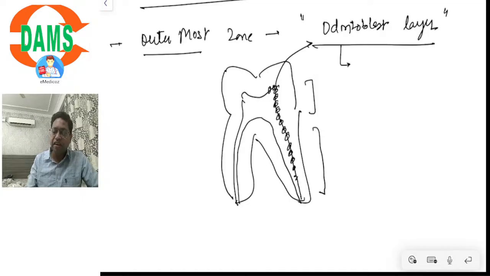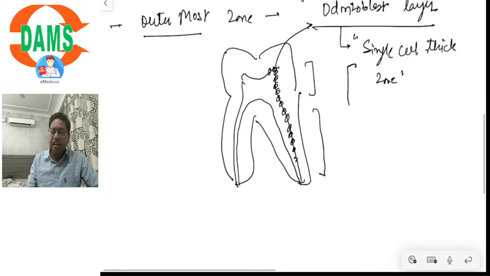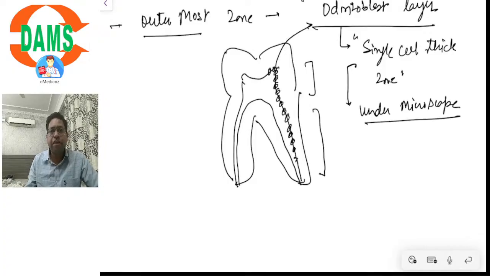This odontoblast layer is a single cell thick zone. So basically, there is a singular file of odontoblasts which outlines the pulp not only in the crown and midroot, but also in the apical one third of the pulp. So the entire pulp organ is outlined by a single layer of cells called the odontoblast layer. This single cell thick layer, under the microscope, appears 3 to 5 cell layers thick.